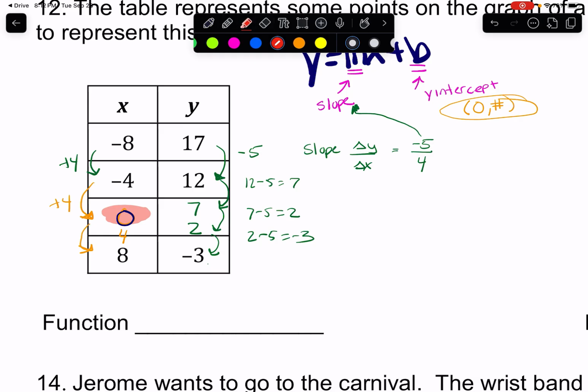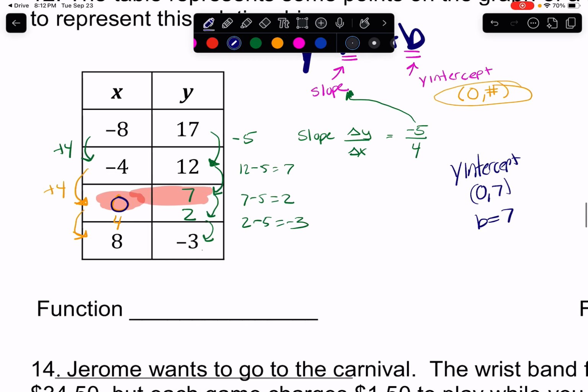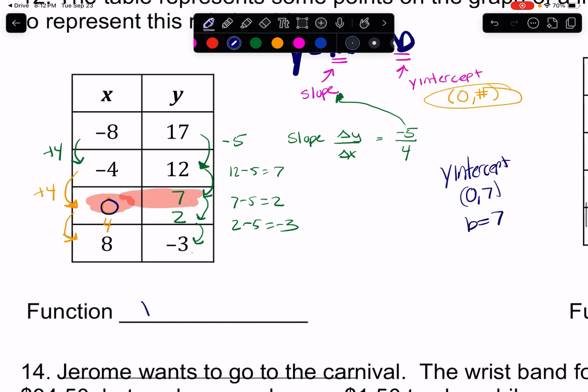Okay, so let's see what that extends to. What's the y value when the x is 0? 7. So my y-intercept, let me write this down, my y-intercept is (0, 7). So the b value is 7. Okay, so now let's plug that into the formula. The function's going to be y equals m, which is -5 over 4, x, and then b is plus 7.